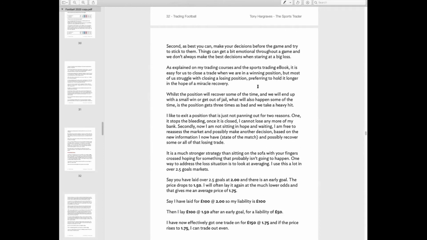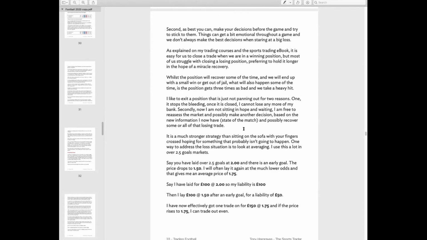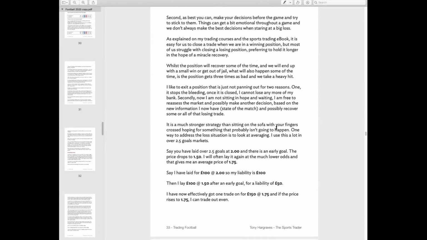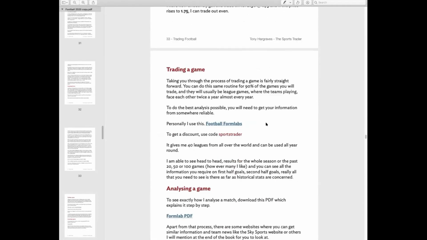So as I explained, or I will explain next week in psychology, it's very easy to close a trade when you're in a winning position, but most of us struggle with closing a losing position, preferring to hold it in hope of that miracle recovery. And while sometimes that will come off, a lot of the times it won't. So we're going to have a look at that.